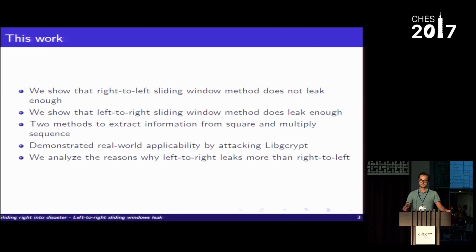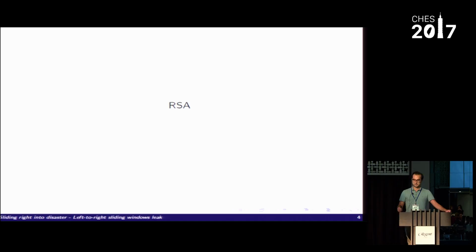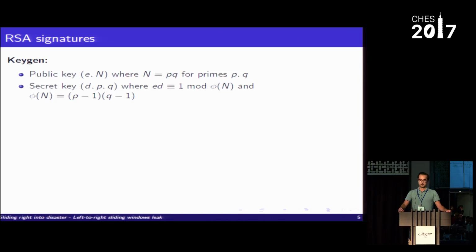I assume everybody is familiar with RSA, but just to get everybody on the same page, I will quickly go over the details. In RSA, the key generation consists of the following. You have a public key, E, which is an exponent, and an N, which is the modulus. This is the product of two big primes, P and Q. The secret key consists of three values, D, P, and Q, where D is such that E times D equals 1 mod (P minus 1) times (Q minus 1).